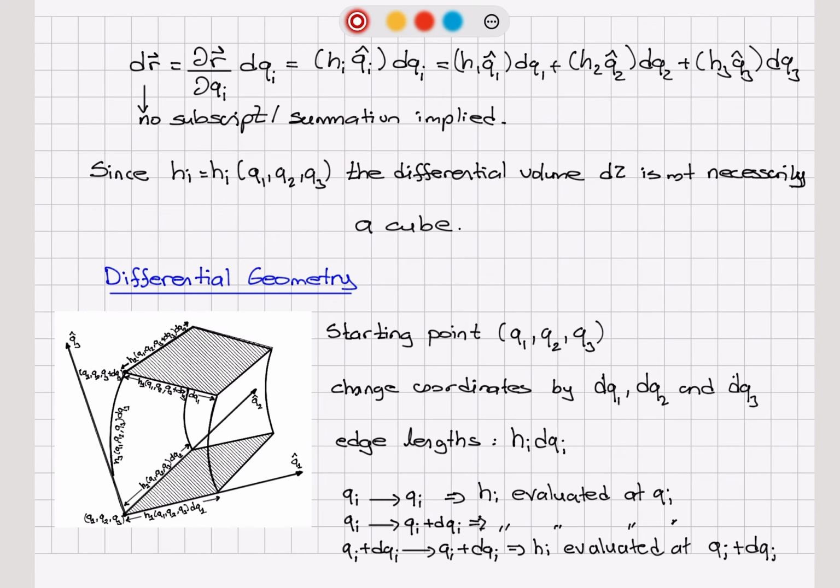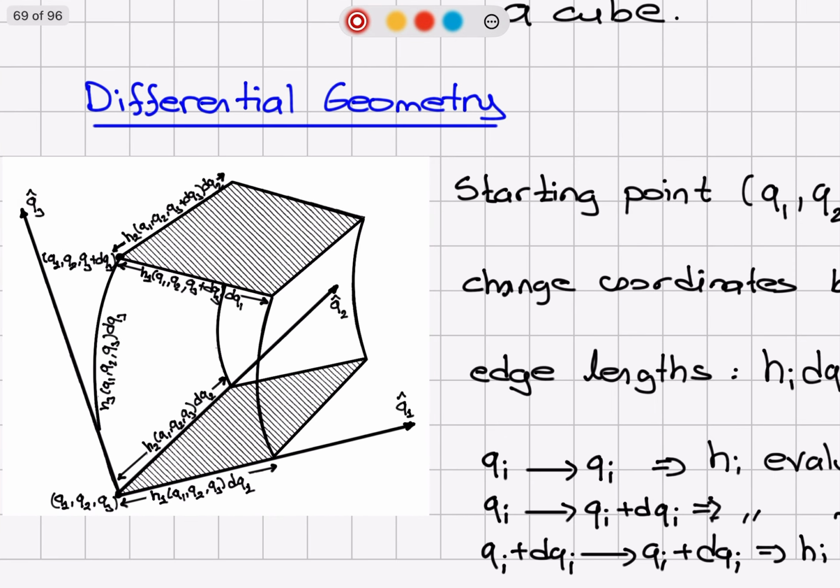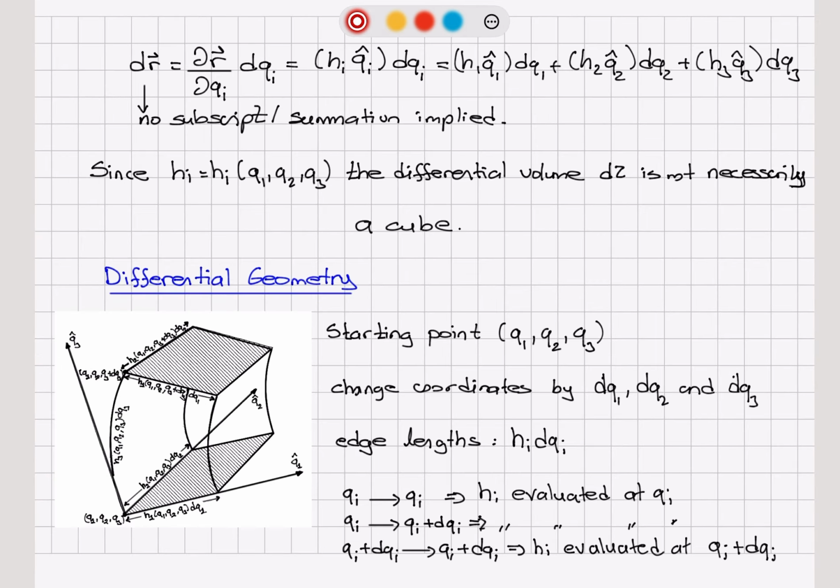Okay, so for the differential geometry here, each edge length with differential displacement dr is given by the scale factor, which is del r del qi, multiplied by dqi, and the evaluation of the scale factor has to be considered at the lowest possible set of coordinates that we have to consider.